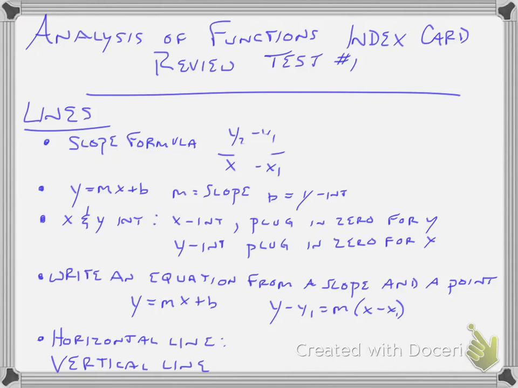You need to know the equation for a horizontal line and a vertical line. A horizontal line is going to be y equals a constant. I'm going to use b as the constant. A vertical line is going to be x equals a constant. I'm just going to use a as the constant.